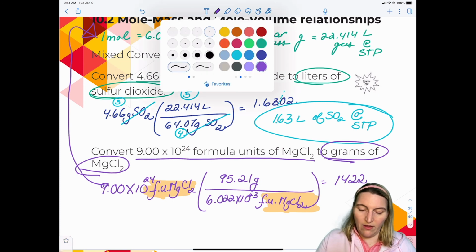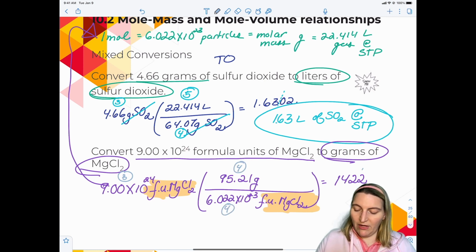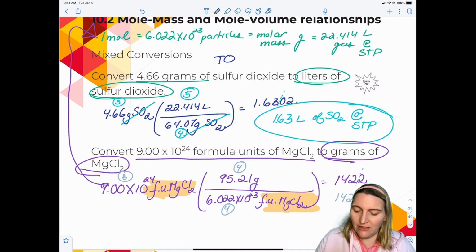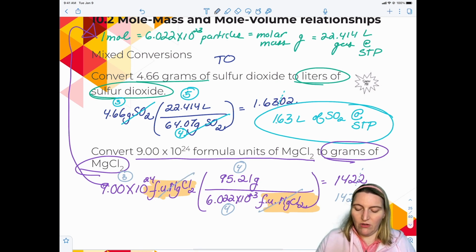1422. And then take a look. 3 significant figures, 4 significant figures, 4 significant figures. So I'm going to round my answer to just 3 significant figures. So this doesn't equal 142, right? How can 1,422 round to 142? That doesn't make any sense. We have to put an extra 0 there to hold that place value. But if I don't put a decimal point, that means that that 0 stays not significant. My units cancel out, so I'm left with grams of magnesium chloride.